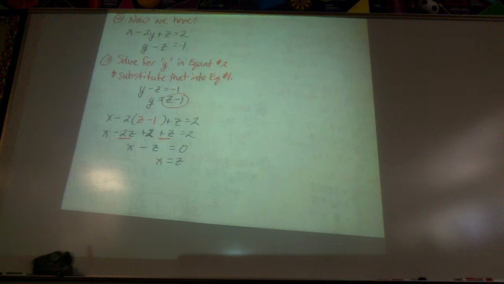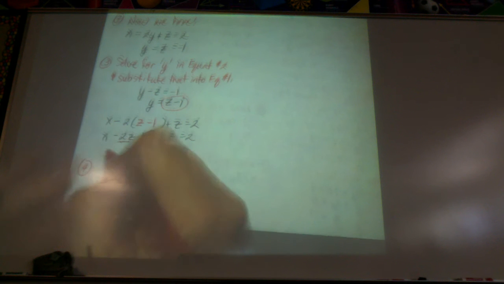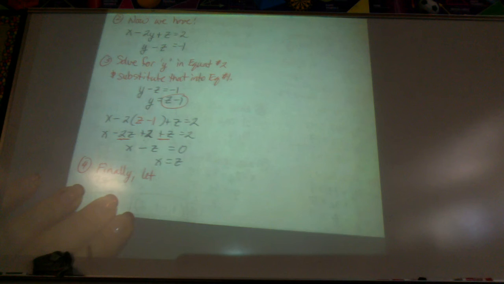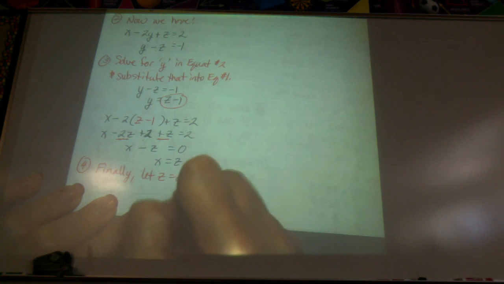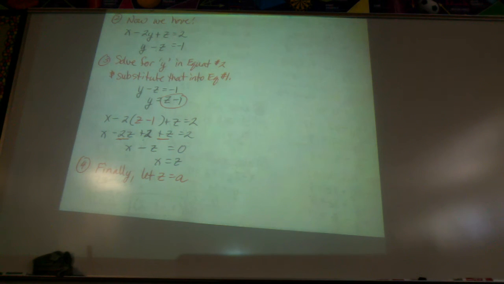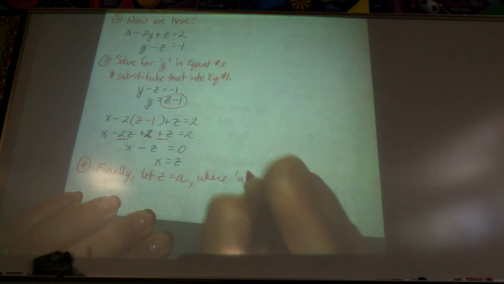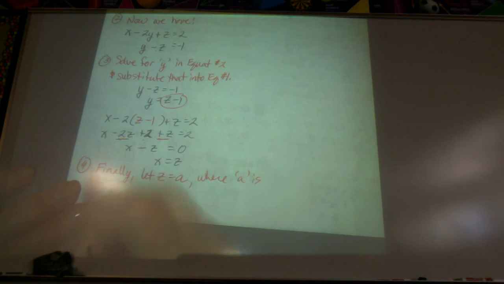So x and z are going to be the same number as what that says, in this case. Okay? It's a thought. So now here's what you're going to do. Step 4. Finally, so once you get down to this step, finally let z equal a. You'll see why in a minute. We're going to create a pattern. Let z equal a, where a is a real number. So it's not imaginary.